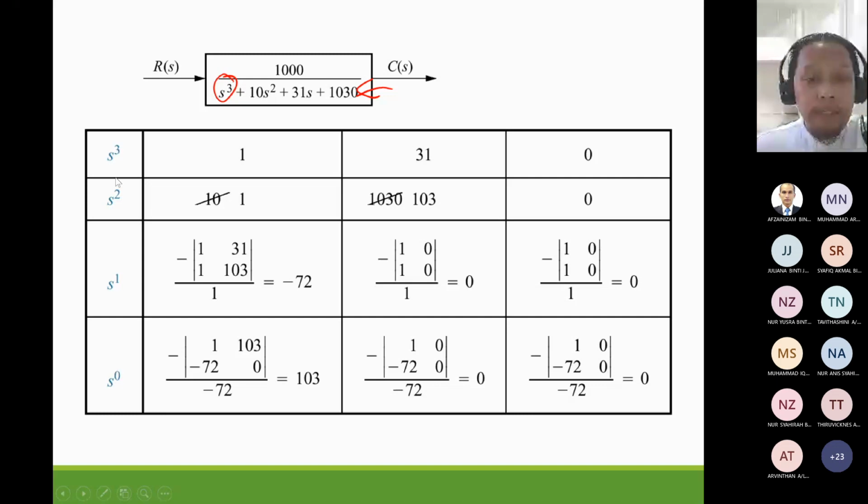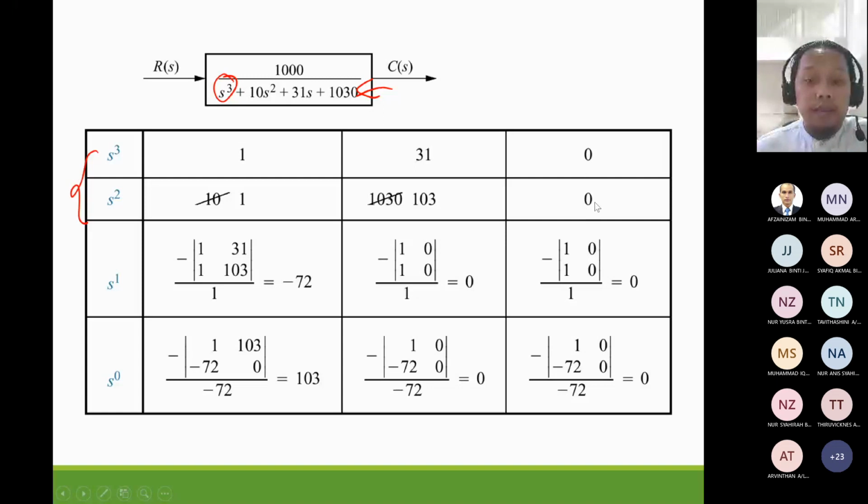And then we fill the two top rows with the coefficients of the denominator. Here the coefficient equals 1, so you put 1 here. And then this is 10, so we put 10, 31, 1030. And then you put 0 here. You can put it or you can just leave it. In this example, they just put 0.